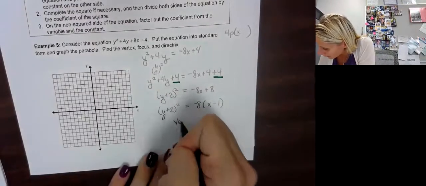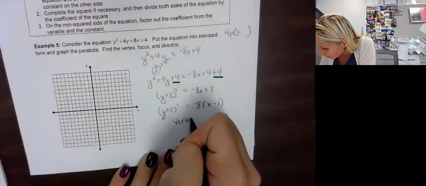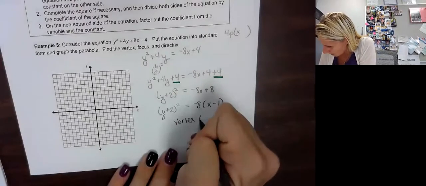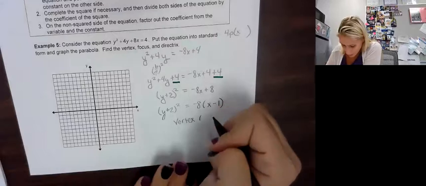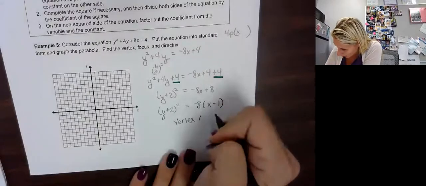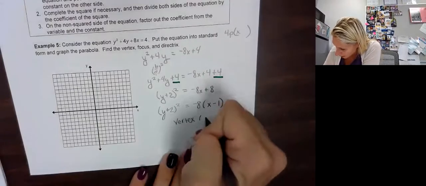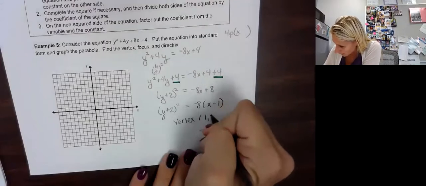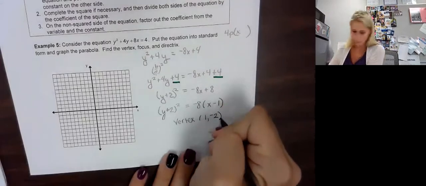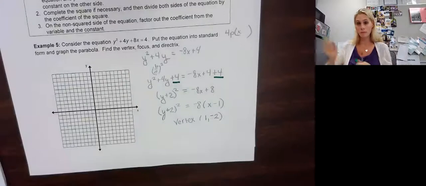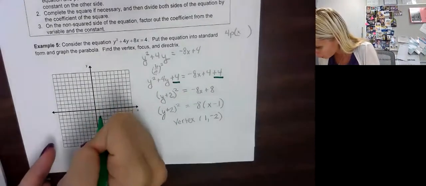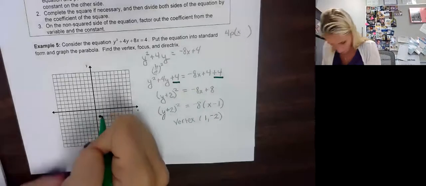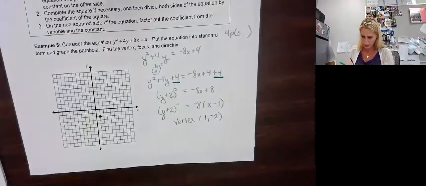So our vertex is, excuse me, don't forget it's x comma y. So in this case, it's 1 comma negative 2. Okay, I'm going to right away graph that. 1, negative 2. Okay, so that's the vertex.